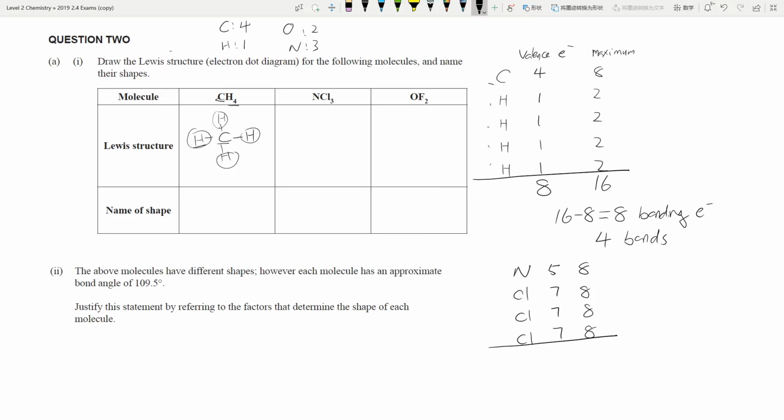And if you add that up, that's 26, and this is 32. So what does that mean? 32 minus 26, you have 6 bonding electrons. So these are 6 electrons that are being bonded. So you have 3 bonds. So if we come back to here, there'll be N, and just put the Cls right next to it at the beginning. 3 bonds, that means 1, 2, 3, and now you need to look at every single element just to make sure they have 8 electrons.